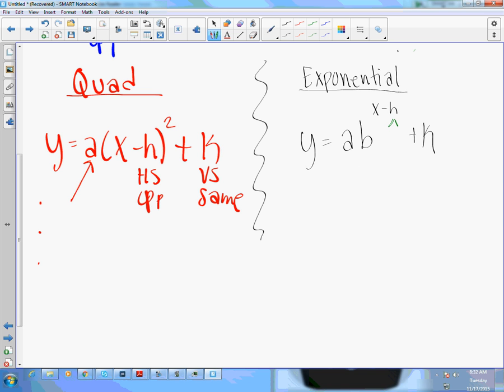Okay, so we just found what h does. If something in the exponent is added or subtracted, how does it shift the graph? Horizontal shift. Opposite direction of the sign. K. What does the k do outside the exponent? Vertical shift. Same direction of the sign.